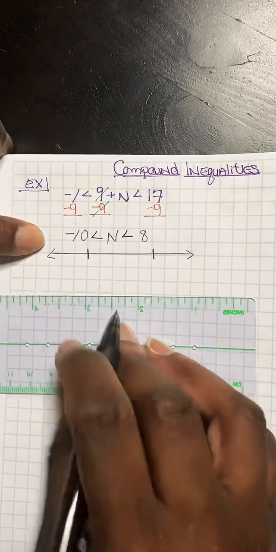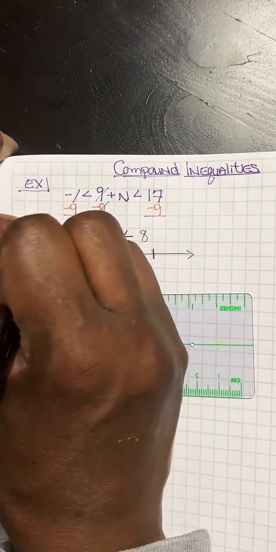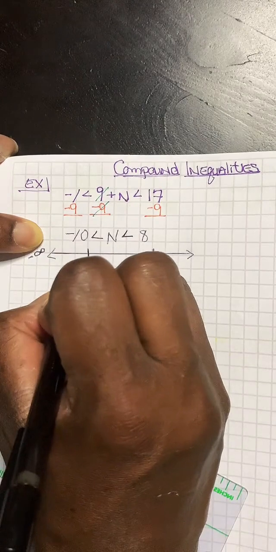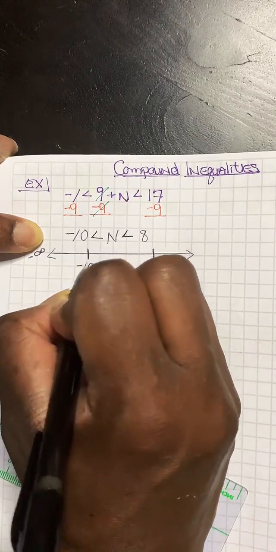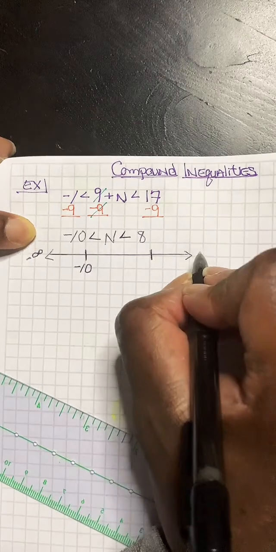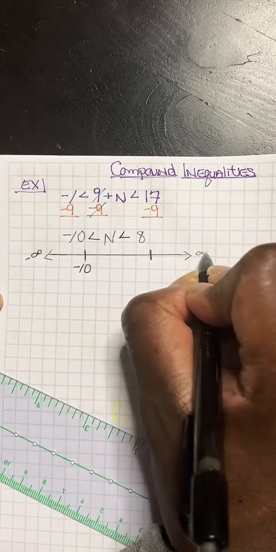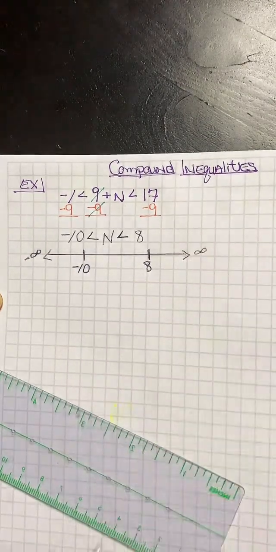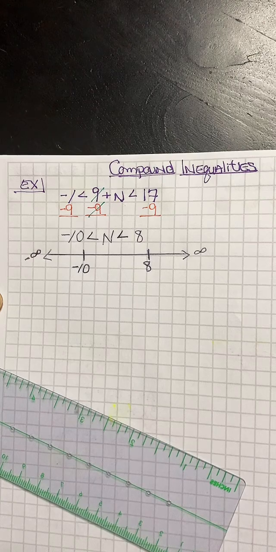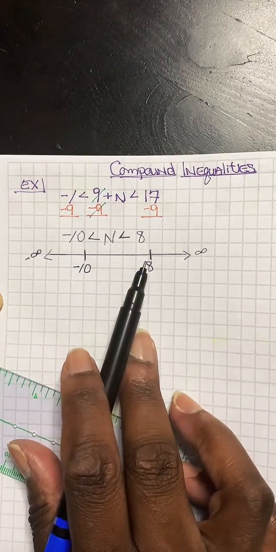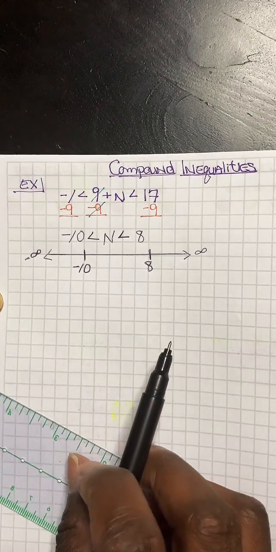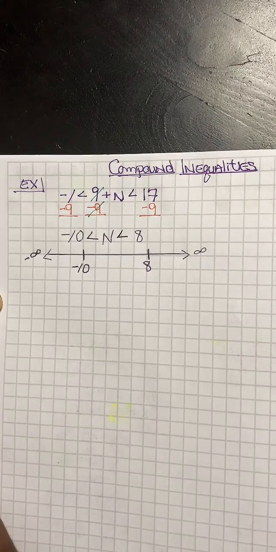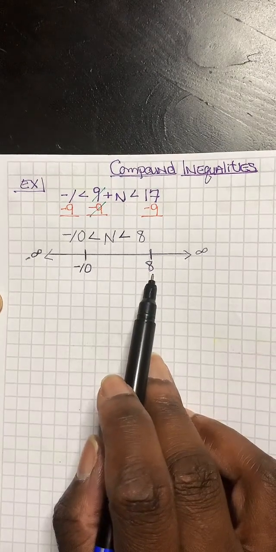So since this side is going all the way to negative infinity, -10 is going right here. And since this side is going to positive infinity, my 8 is going here. So now, on the 8, open or closed? Okay, open or closed? At the 8, open or closed?